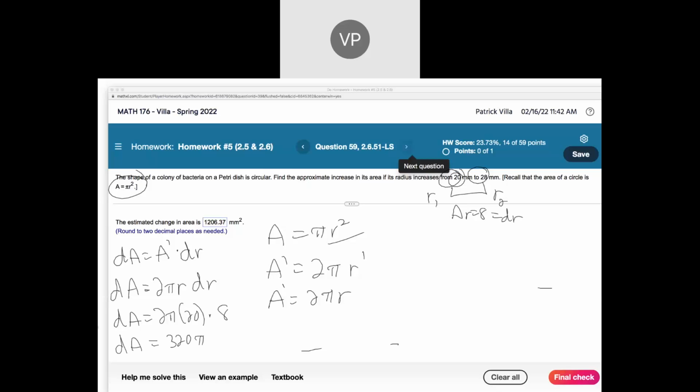Now remember the answer I was plugging in earlier, I think it was 340 pi? That was the real change. This is the actual change. Now, one thing I'm not sure of is, are they going to want it as a pi, or are they going to want it as a decimal?